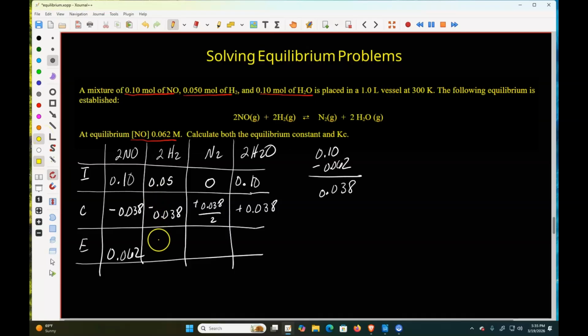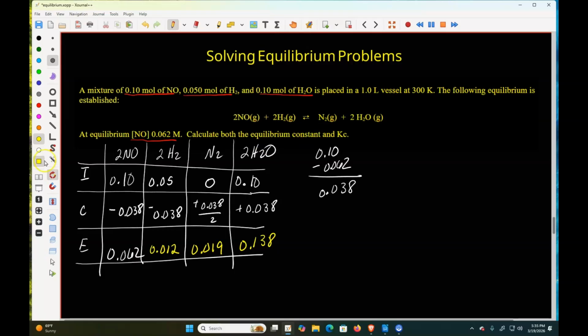All right, so if I subtract here, I will get 0.012 moles. If I divide here, I would get 0.019 molar. And this will be 0.138 molar. So that's the concentration of them. But it says calculate the equilibrium constant also. So we've got to do that.